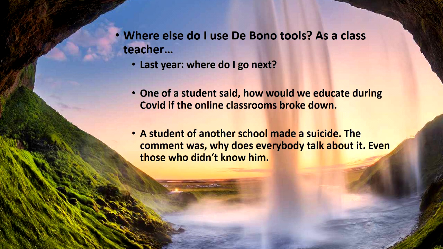A student of another school died by suicide during school time. The comment was, "Why does everybody talk about it, even those who didn't know him?" We talk about who was affected by the event. How does the event affect his schoolmates, his family, his friends, the students of his school, other teenagers, parents of other teenagers, the police officer, the community, and so on?